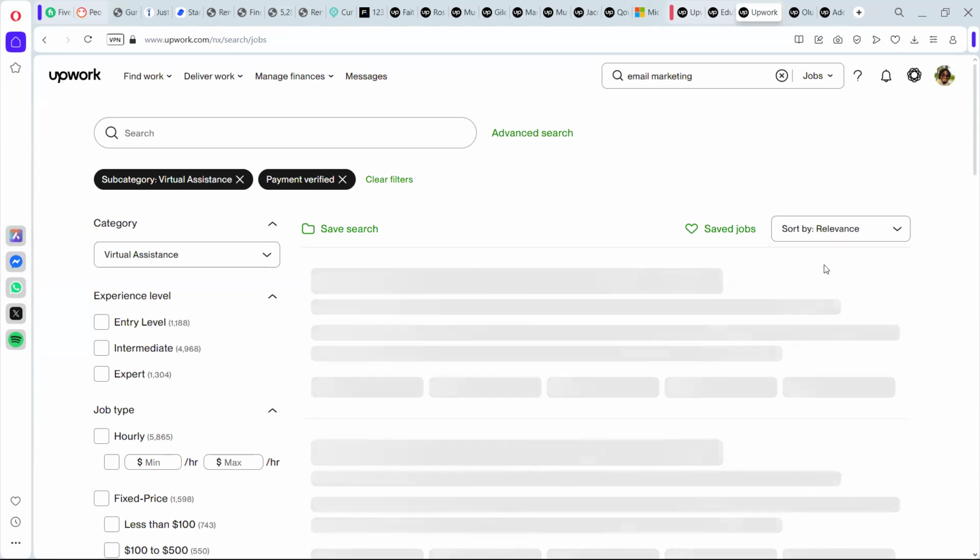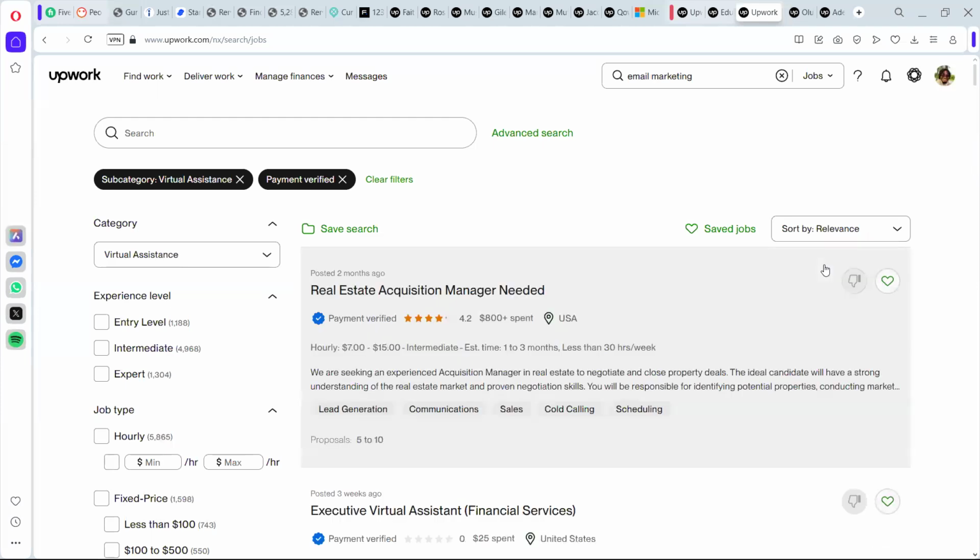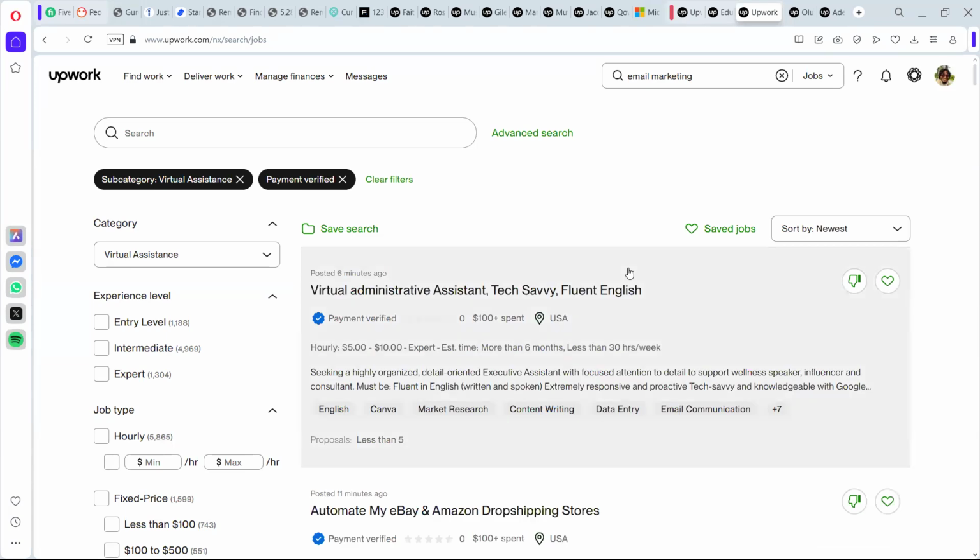Those ones will just be by relevance. It won't be by time. As you can see, this job was posted 2 months ago, but it's just relevant to your profile. But you can also sort it by newest. That's where you can see the freshest jobs. So that's one thing.